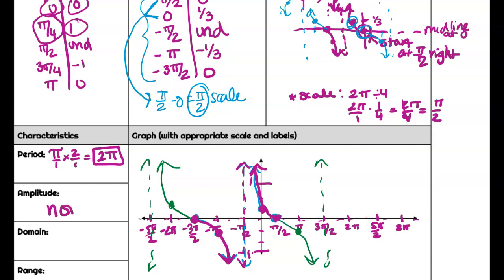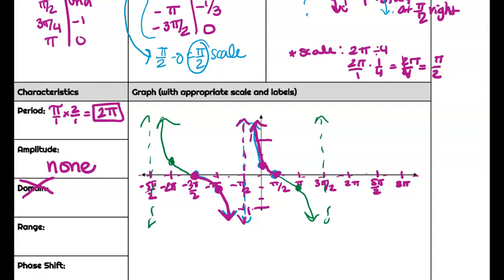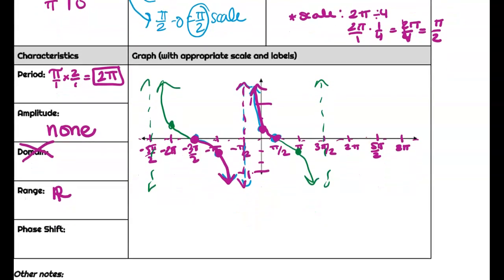The amplitude is going to be none, because again, this doesn't have the wave-like feature. You guys are not responsible for domain, and the range of this function will be all reals. For the phase shift, remember that's just your horizontal shifting, so our graph went to the right pi/2.